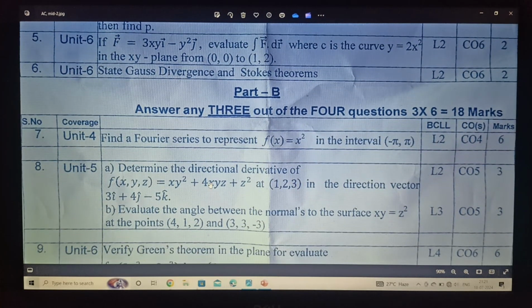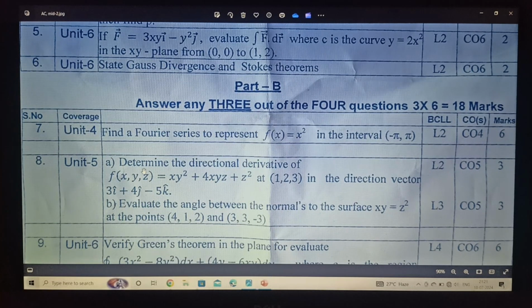In unit 5, two long questions are given. First, determine the directional derivative of f of x, y, z, the given surface, at point (1,2,3) in the direction of the vector 3i plus 4j minus 5k. You have to find the directional derivative. The second question: evaluate the angle between two surfaces, but only one surface is given. At two given points on the surface, we have to find the angle between the two normals.